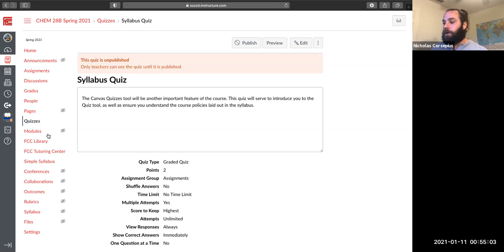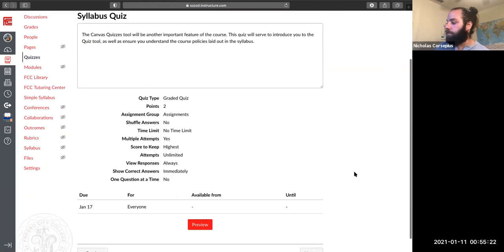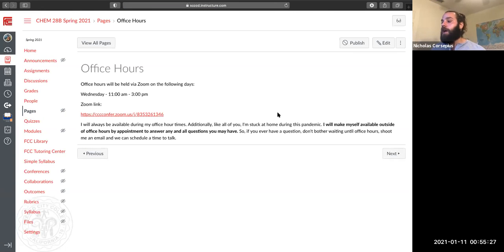I do want to point out that you can always get to all of this through the modules page. All of these pages were just organized in a module. A module is kind of like a folder that contains all these different pages. And by clicking next, you're just clicking through this series, right? So again, let's just go back to where we left off, which was that syllabus quiz. I click next, that will take me to the next page.